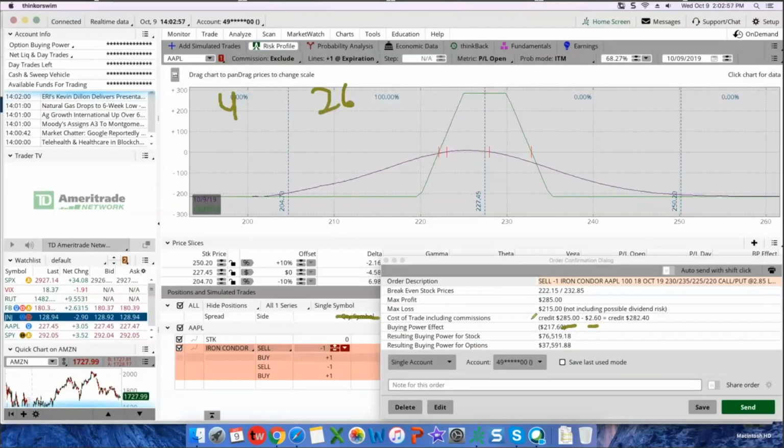Wait. Am I doing this right? Credit 285 minus 260, right? So it's $2.60 divided by 4. Yeah, you're 100% right. So I don't get that. Why are they charging you 65 cents a contract in stocks? I don't get it, but they are.